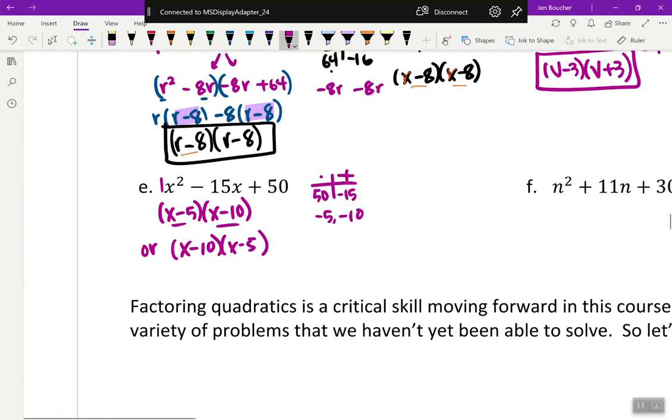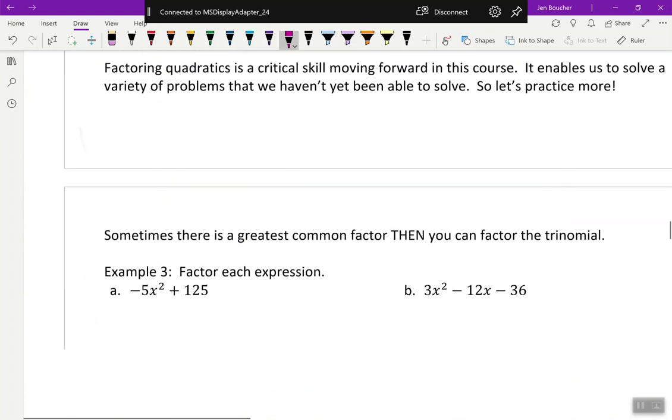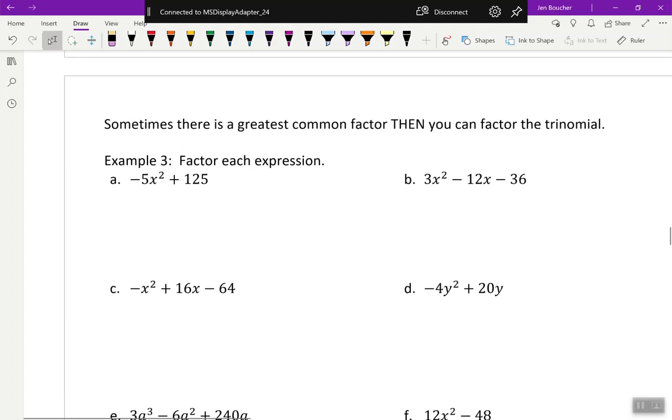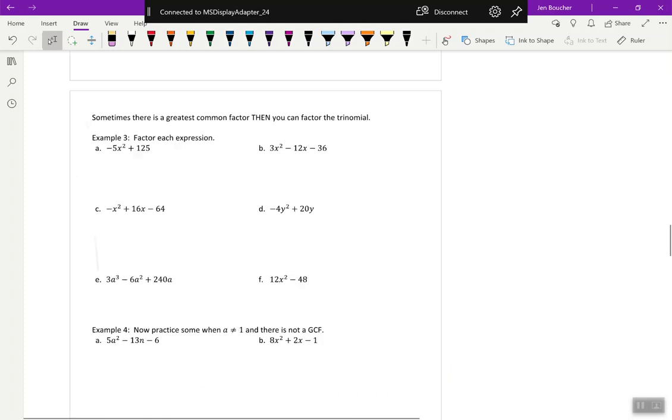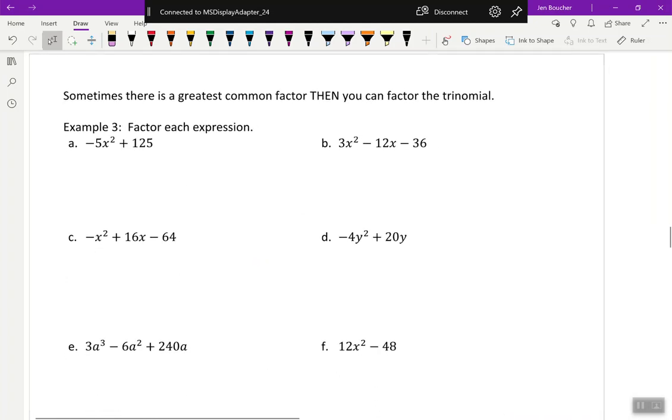Rather than having you do part F on your own, let's jump to something harder. Yes, let's jump to the next page. We won't do all of these. Let's do the first 4. How many does that skip? Just 2. Sorry. C is just like the last 2.